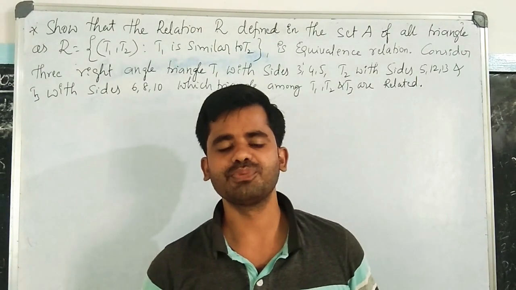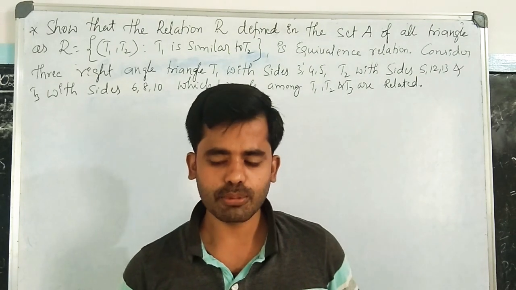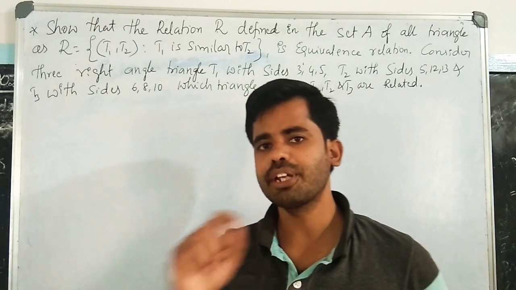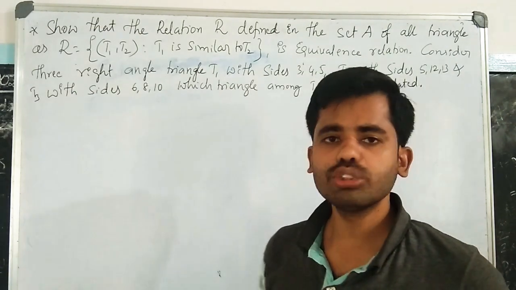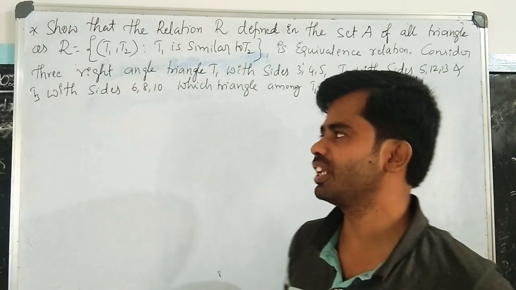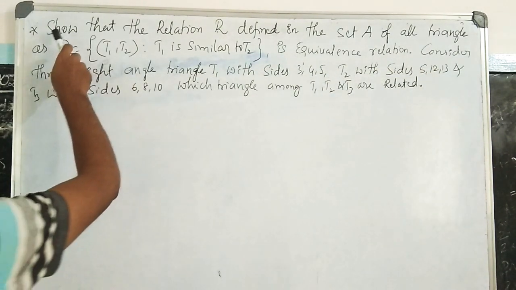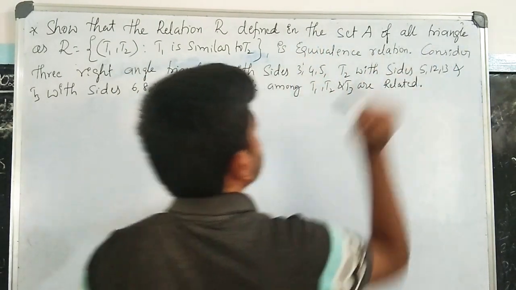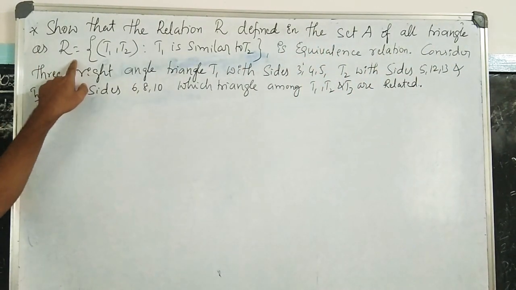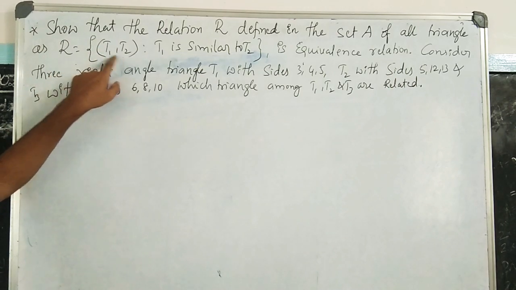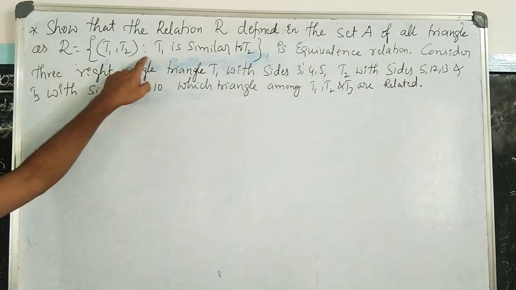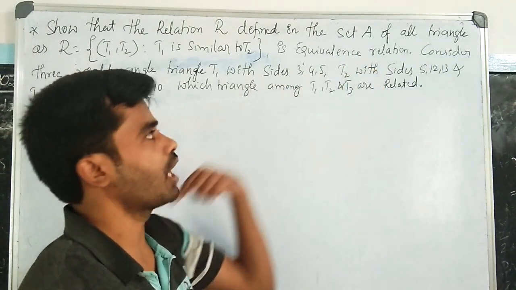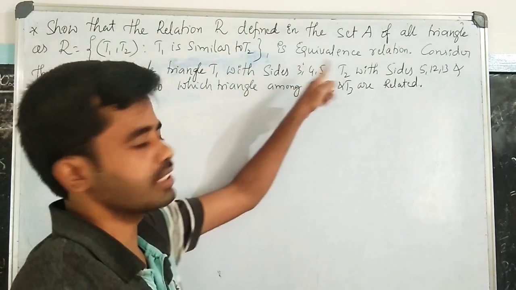Good morning to all. In the last video, we discussed relations and the types of relations, and some examples also. Today, I will go through some more examples on the types of relations. Look here. Show that the relation defined in the set A of all triangles, as the set of ordered pairs (T1, T2) such that T1 is similar to T2, is an equivalence relation. We have to show this relation is an equivalence relation.